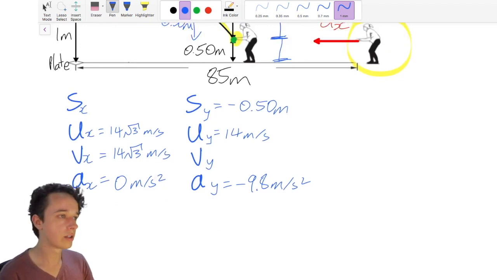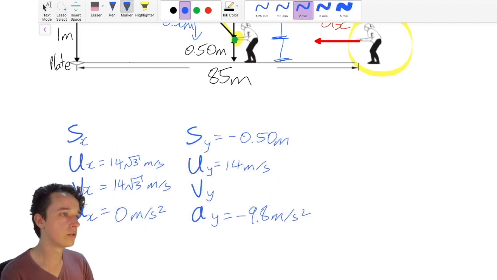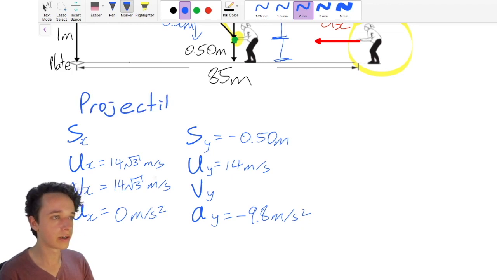No, we don't. Okay, so all this information in blue is data related to the projectile. So this is projectile data.